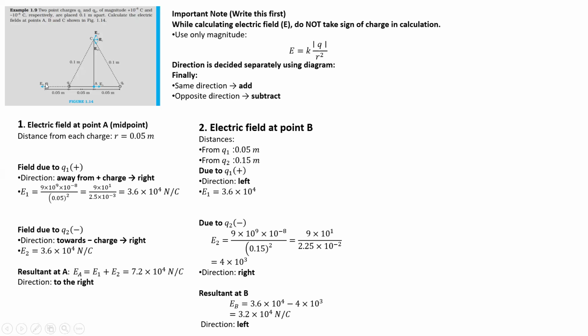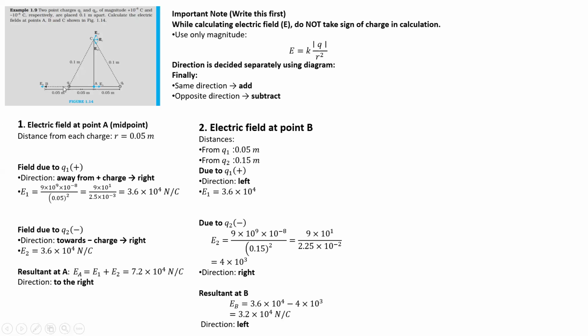Then, what is the electric field due to the other charge? Here the 1 coulomb test charge and the plus Q are both positive, so these two will show repulsion. So it will point towards left. That value is KQ by R square, which is 3.6 into 10 to the power 4 Newton per coulomb.